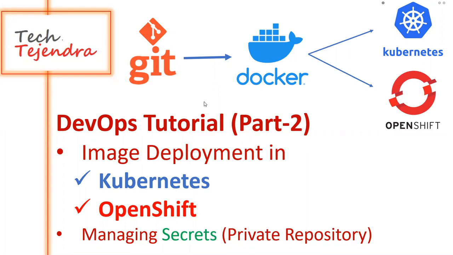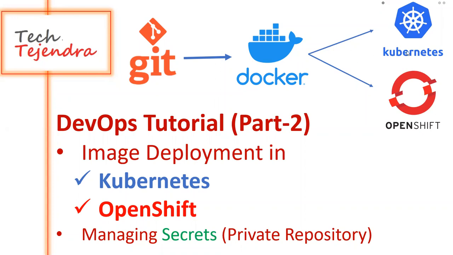In the first part, we discussed the pipeline between Git and Docker. Whatever source code we push into Git, we have created a build pipeline at the Docker end, and here Docker will create the build, create the image, and store it in the Docker image repository. Now in the second part, we will discuss from Docker onward.